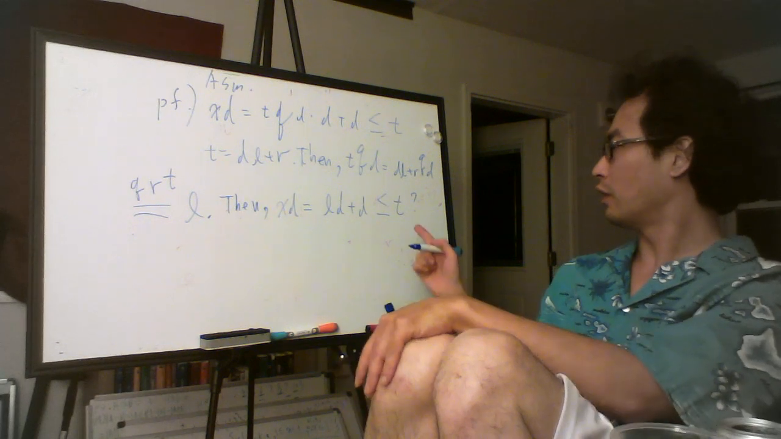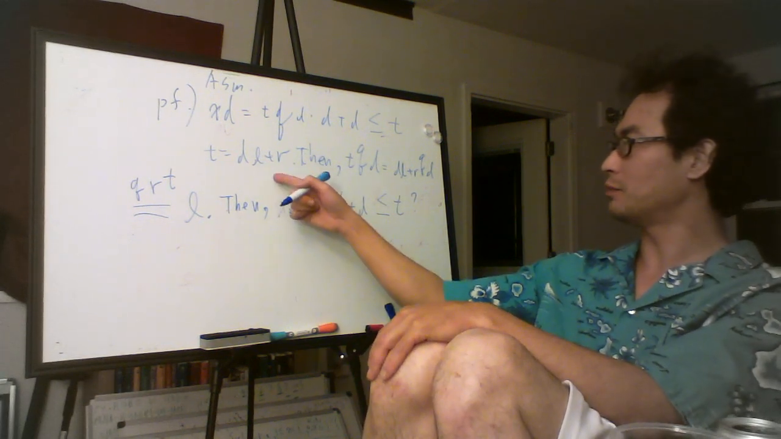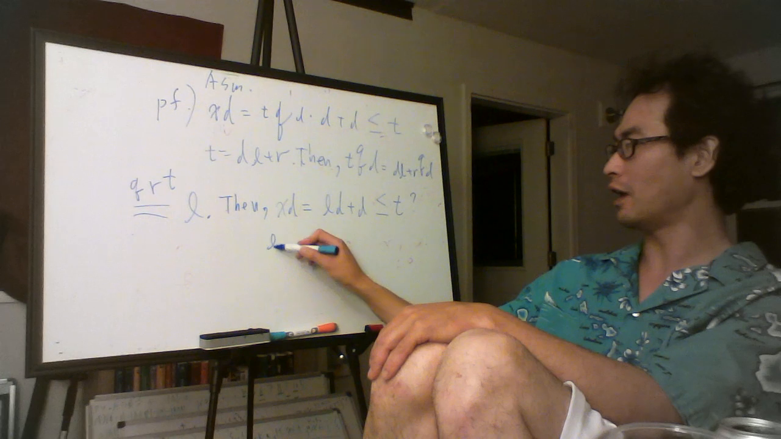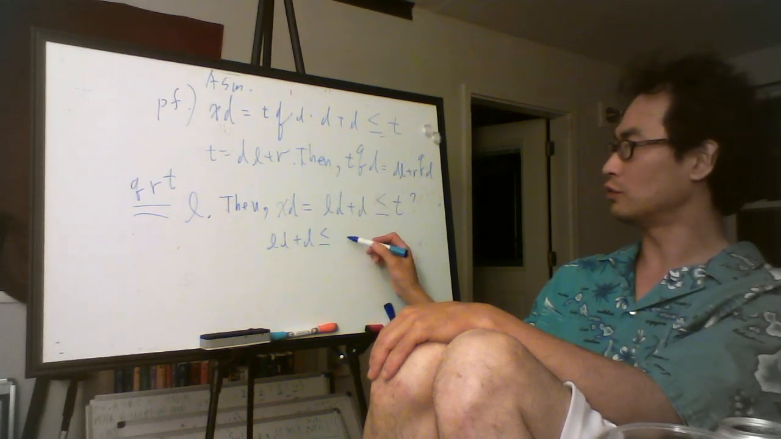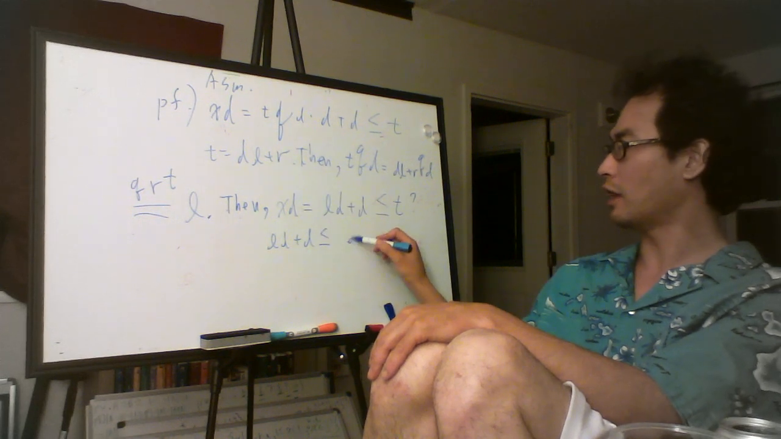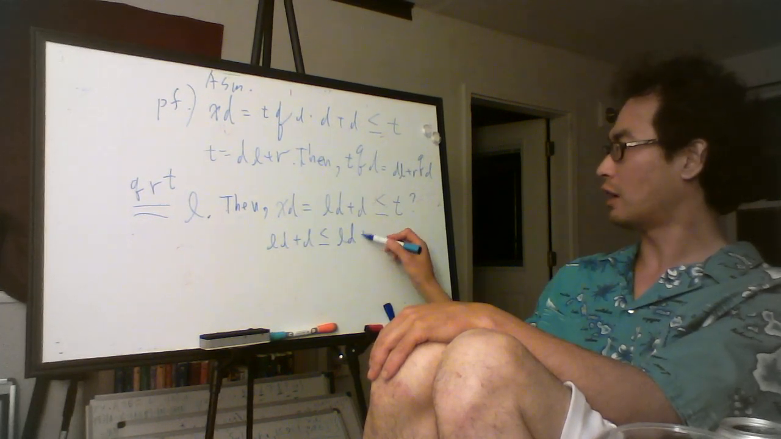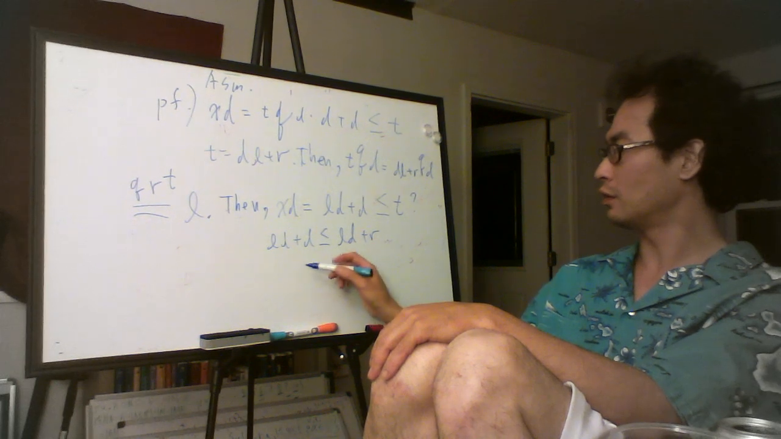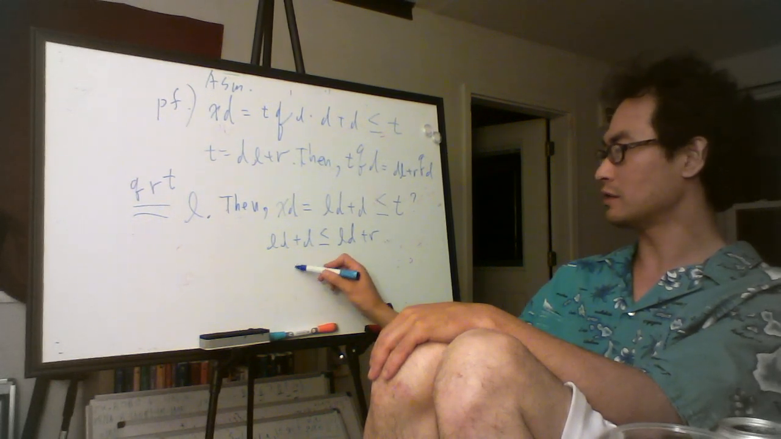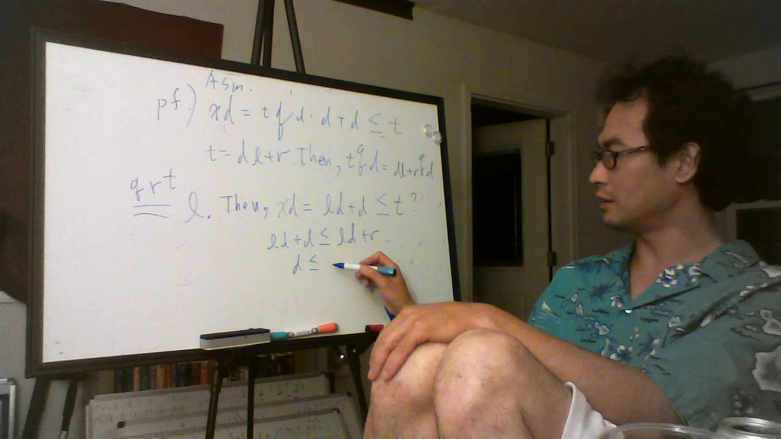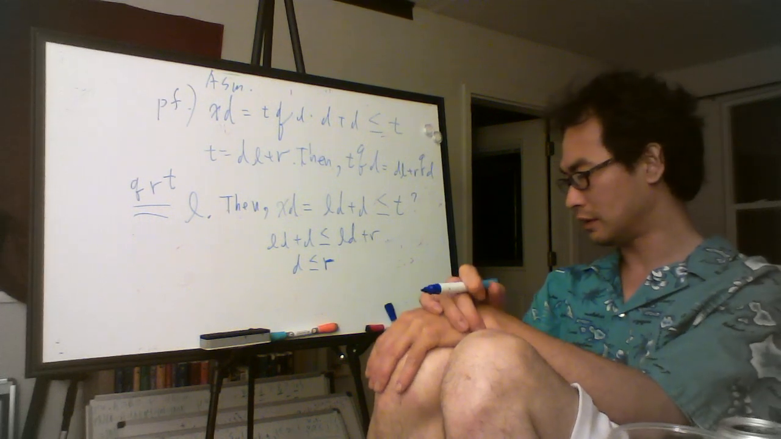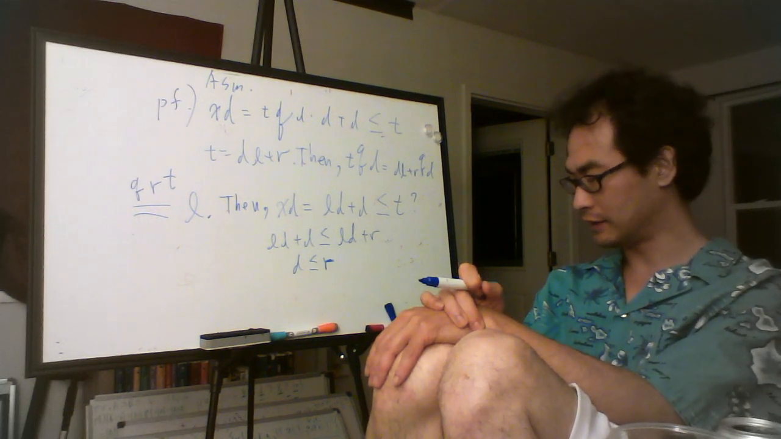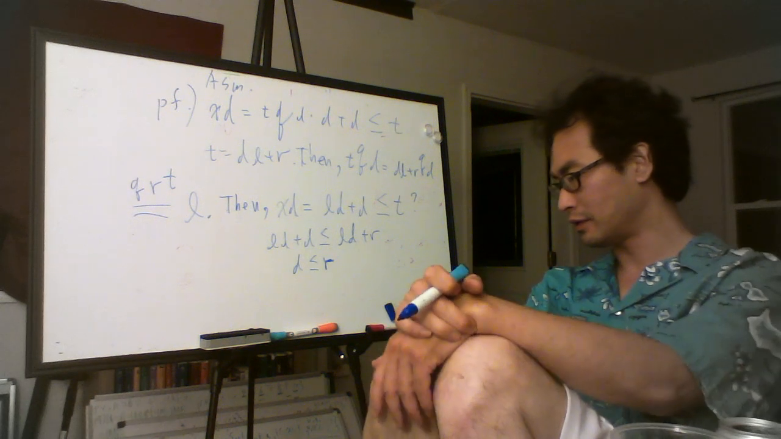Okay, well, T is equal to LD plus R, right? So you are saying LD plus D is less than or equal to what? T is LD plus R. So LD and LD cancel out. So is D less than or equal to R? We'll see. Is this a contradiction? I don't know.